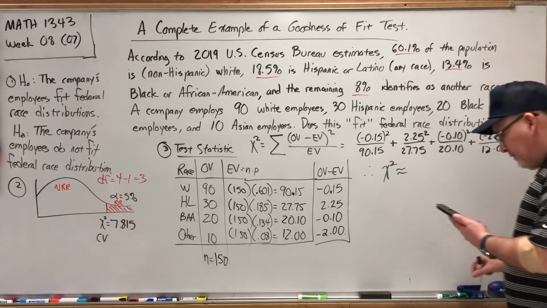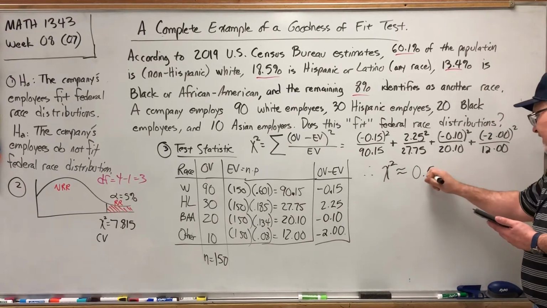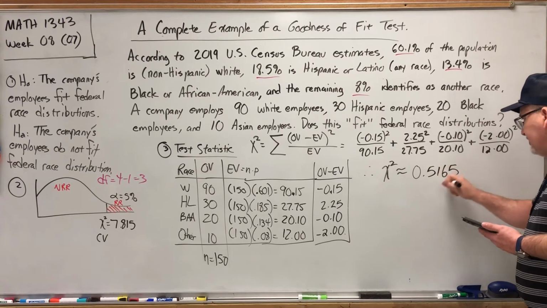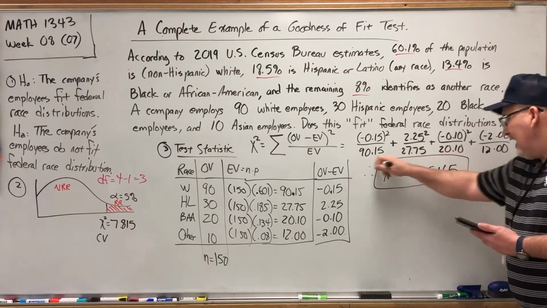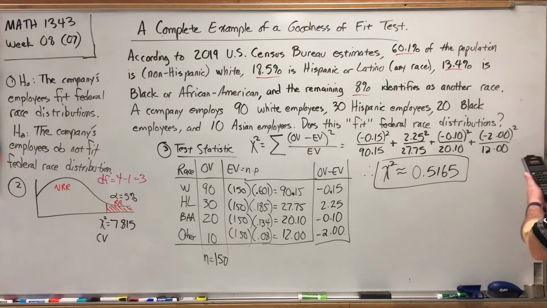But I checked it, and I got 0.5165 rounded to 4 decimal places. I'm not going to enter it again, but I am going to go back and look at what I typed in just to make sure that I didn't make a mistake.